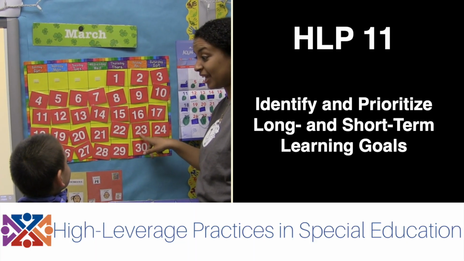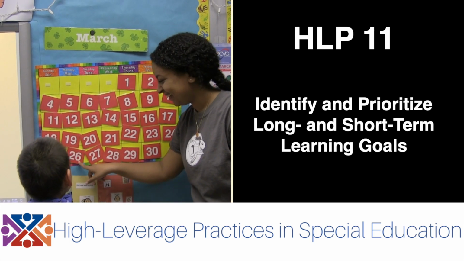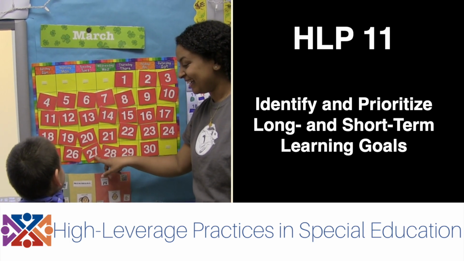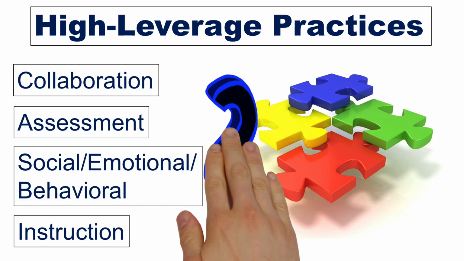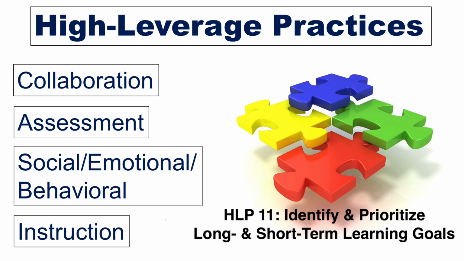Welcome to our video for High Leverage Practice number 11, Identify and Prioritize Long and Short-Term Learning Goals. There are 22 high leverage practices for supporting students with disabilities grouped in 4 domains. HLP 11, Identify and Prioritize Long and Short-Term Learning Goals, falls under the Instruction domain.